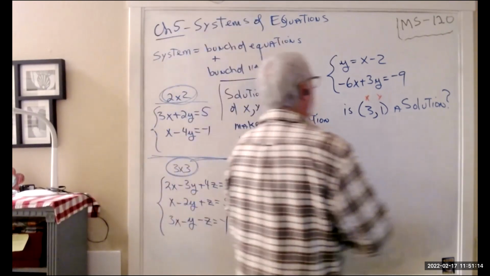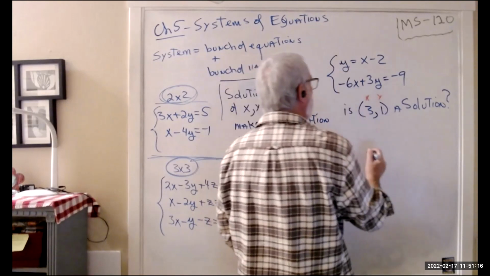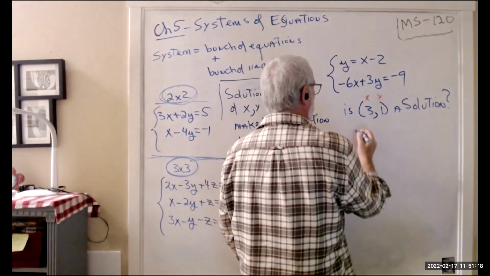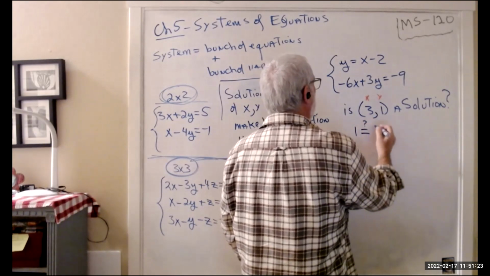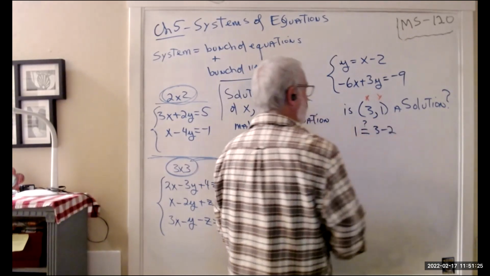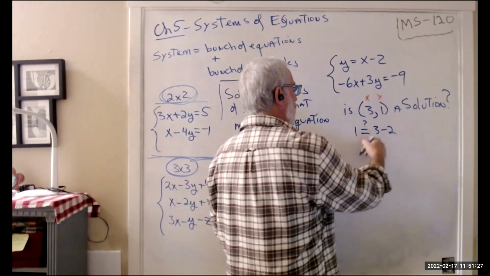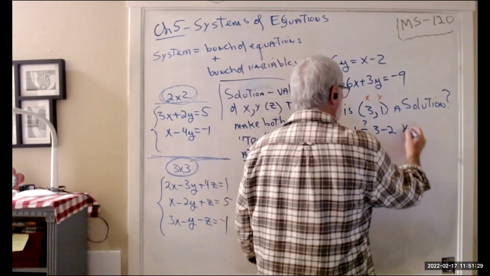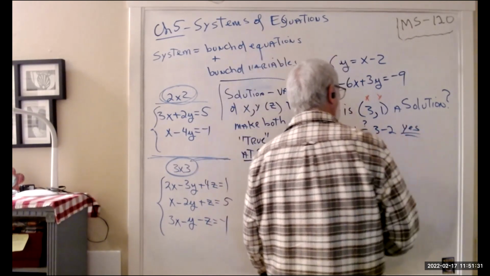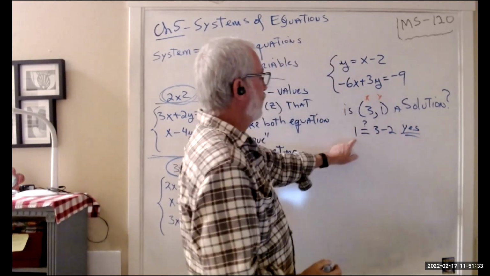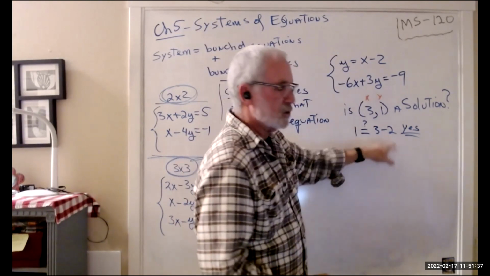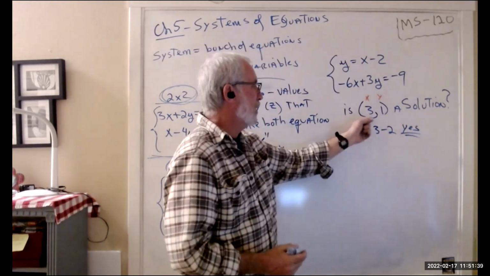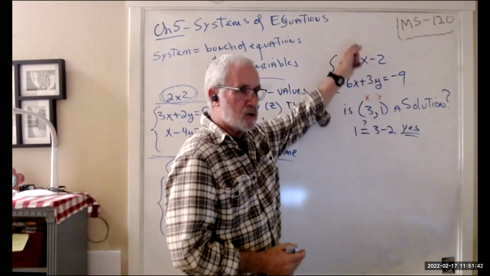Okay, so the first thing we would do is probably plug it into the top equation. In the top equation, we'd say, does 1 equal, question mark, 3 minus 2? Does 1 equal 3 minus 2? Yes. So I plugged in 1 for y, 3 for x. Yes. So does that mean (3, 1) is a solution to this system?